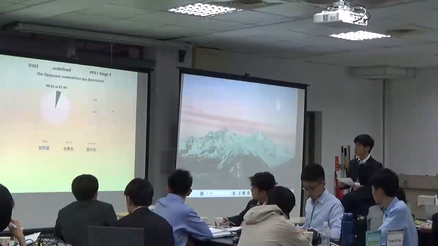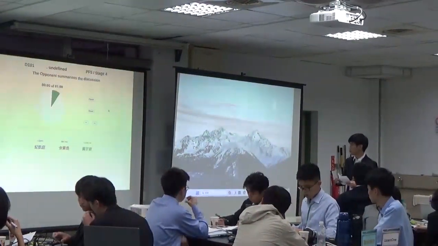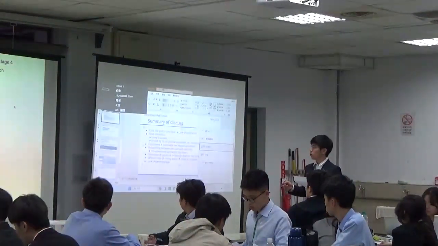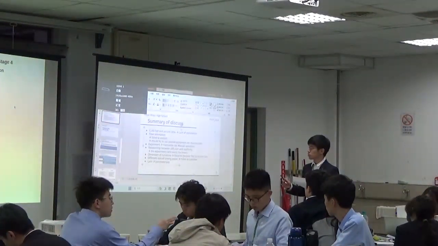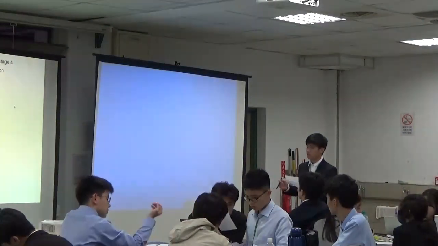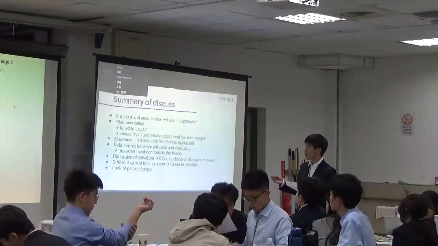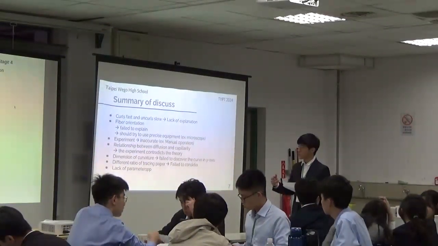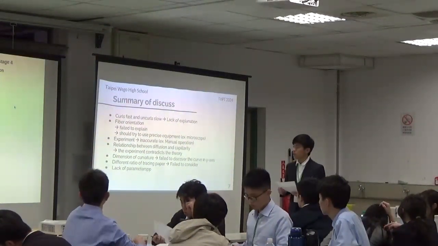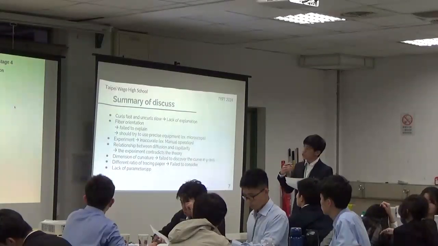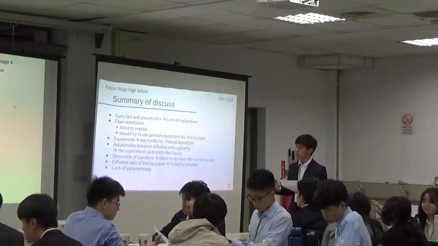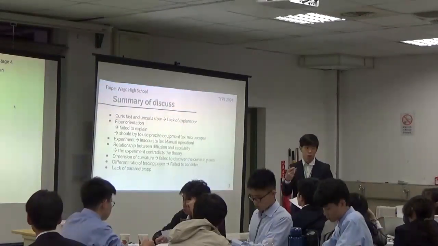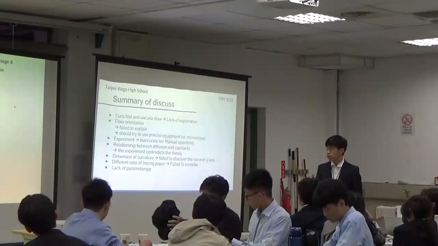So here's a summary of the discussion. First, we discussed why the paper curls fast and uncurls slow, and I think they lack an explanation in this part. We also discussed fiber orientation, and they failed to explain it. I think they should try to use precise equipment like a microscope to observe it.